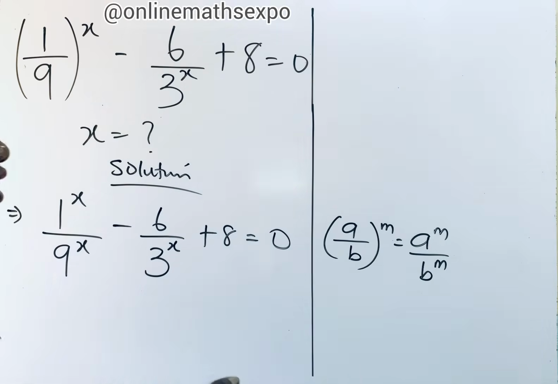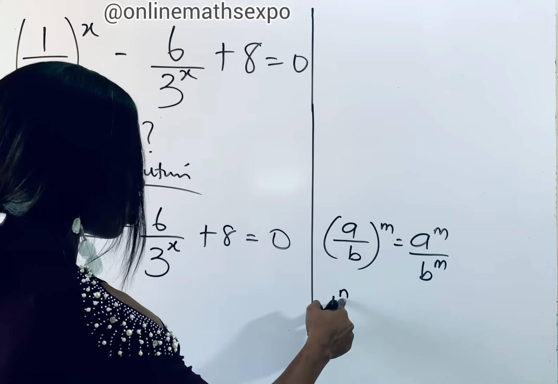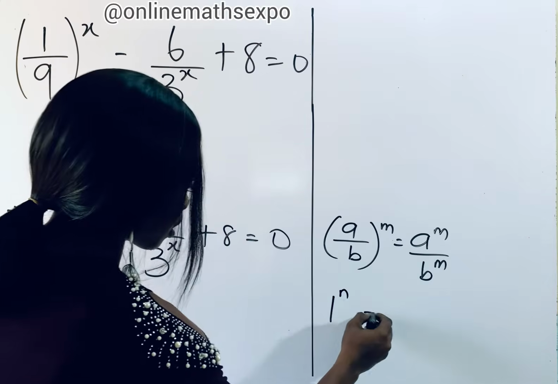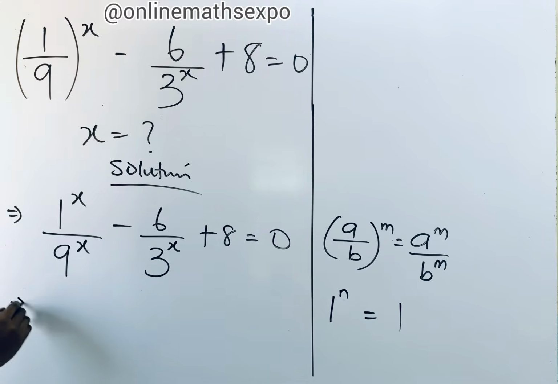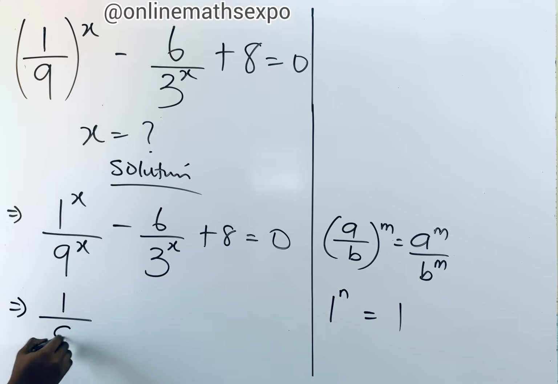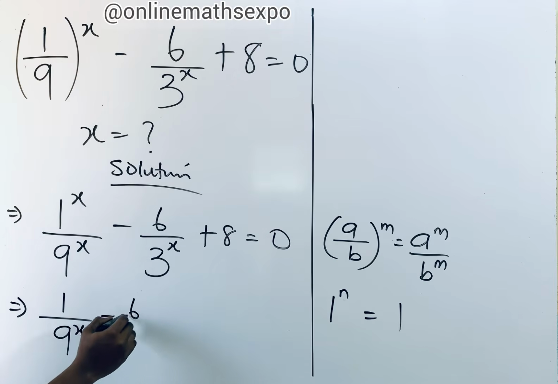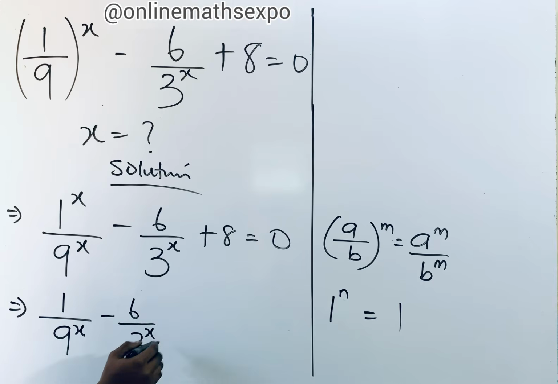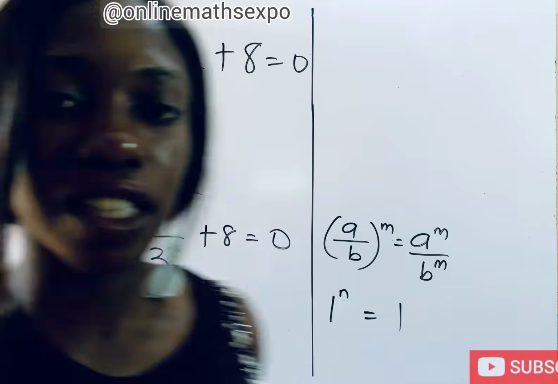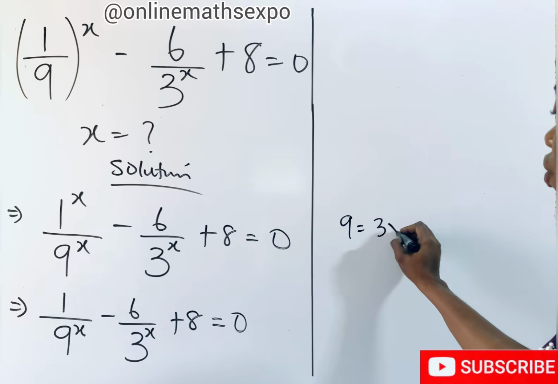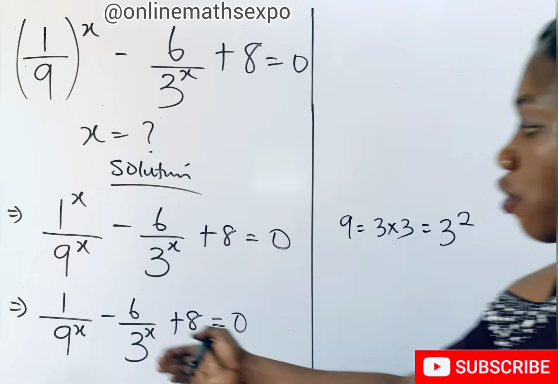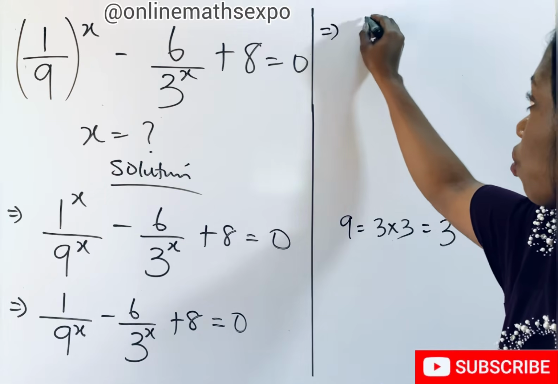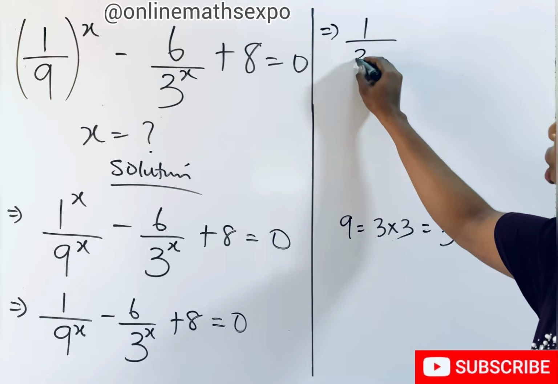Just also remember, each time you have 1 to the power of any number, okay, it is always equal to 1. So 1 to the power of x will give us 1. So we're going to have 1 divided by 9 to the power of x minus 6 divided by 3 to the power of x plus 8 is equal to 0. Now simplify this more. 9 is the same as 3 multiplied by 3, which is 3 to the power of 2.